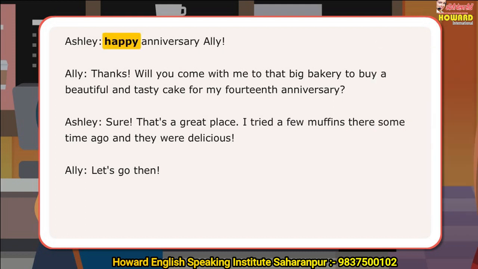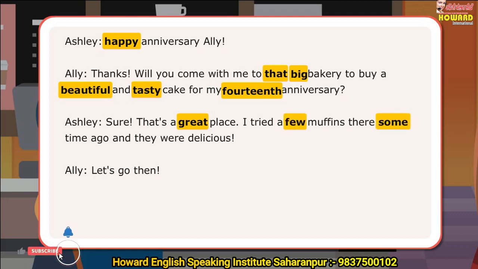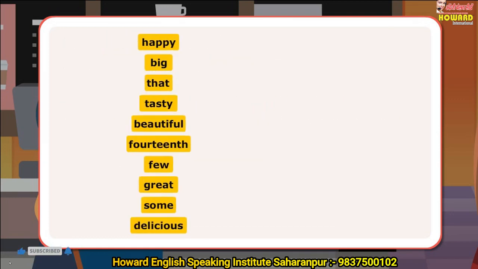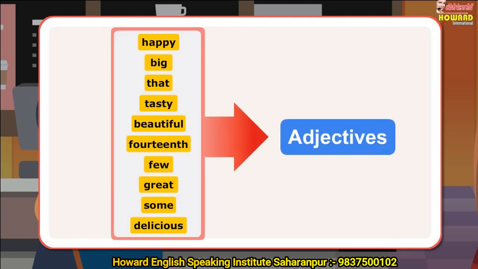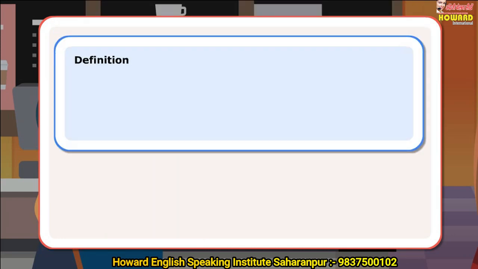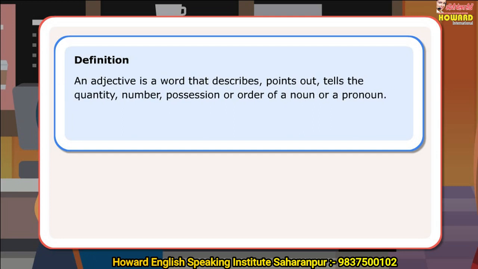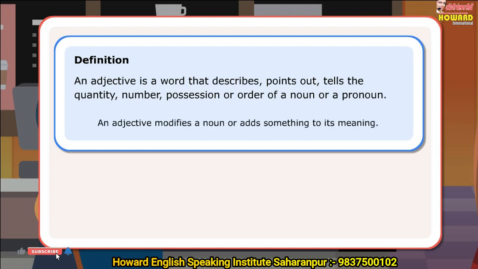The words happy, that, big, beautiful, tasty, 14th, great, few, some, delicious are examples of adjectives. Definition. An adjective is a word that describes, points out, tells the quantity, number, possession or order of a noun or a pronoun. An adjective modifies a noun or adds something to its meaning.